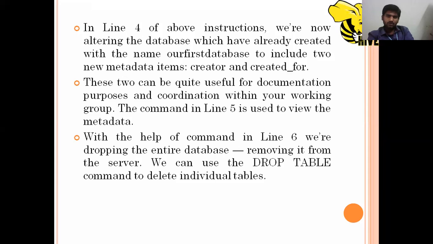We are going to include the creator and created for. So who is the creator? The name of the creator and what he created it for. That is the information. These two can be useful for documentation purposes. Generally, whenever we write a program, we mention at the top of the program, using a multi-line comment.